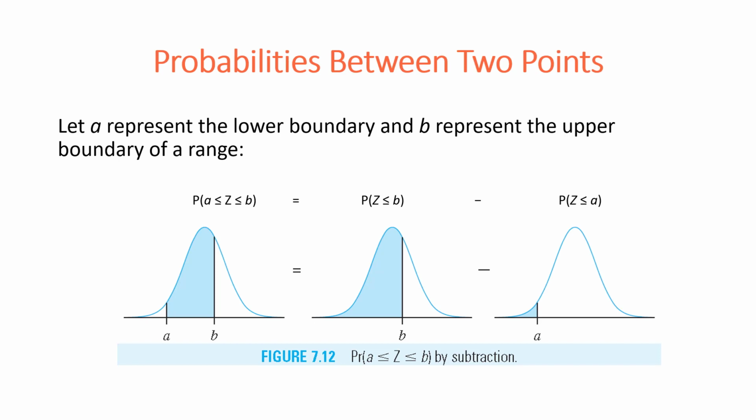Sometimes you need to calculate the probability between 2 points. Let A represent the lower boundary and B represent the upper boundary of the range. The probability that Z is between A and B is equal to the probability that Z is less than or equal to B minus the probability that Z is less than or equal to A.